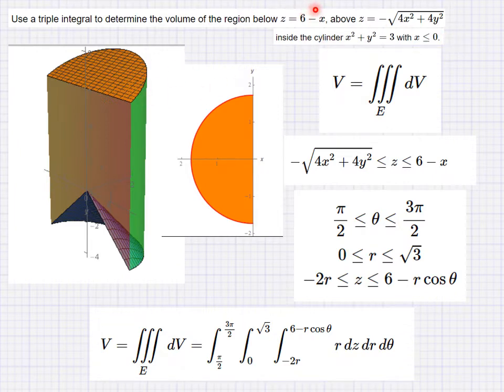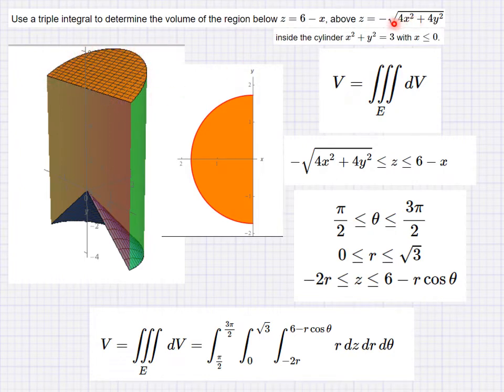Z equals 6 minus x. That's essentially the top of this picture. It's a plane, okay? There's no y value there. So you would think of this as a line where the y value could be anything, where we talked about these cylindric surfaces where one variable is missing. So this is the top, okay?